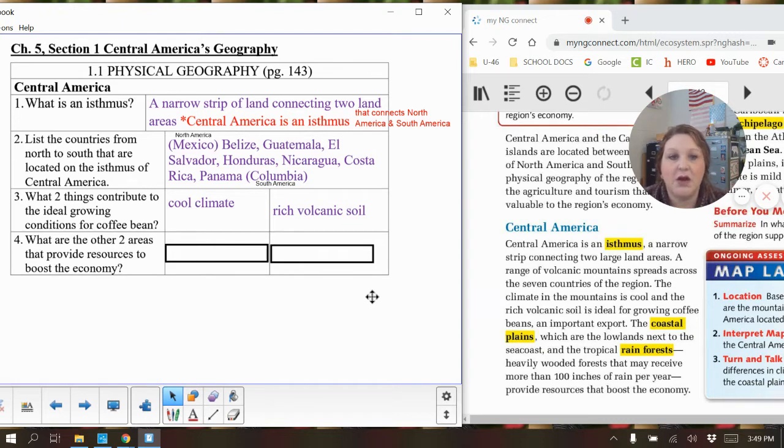Okay, so then I'm going to go forward here. What are the other two areas that provide resources to boost the economy? So I'm going to continue reading here. The coastal plains, which are the lowlands next to the seacoast, and the tropical rainforests, heavily wooded forests that may receive more than 100 inches of rain per year, provide resources that boost the economy. So we've got both of these things highlighted, coastal plains and rainforests.